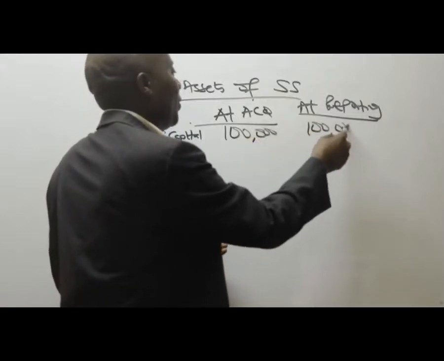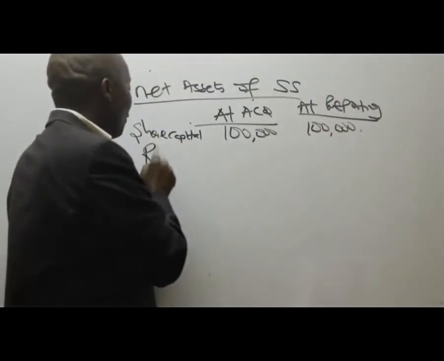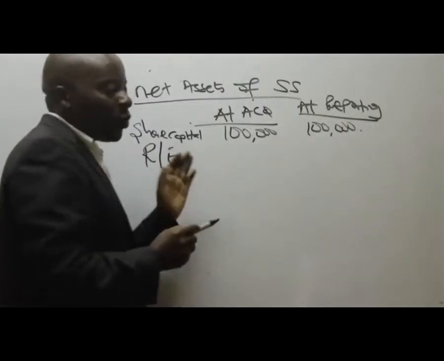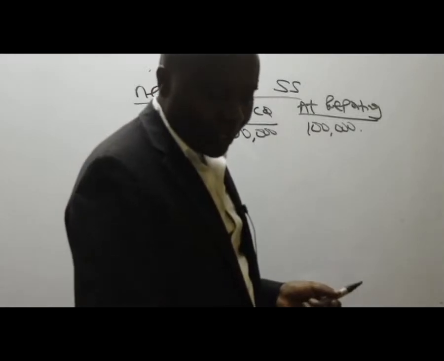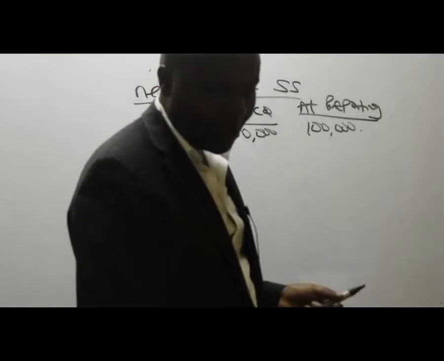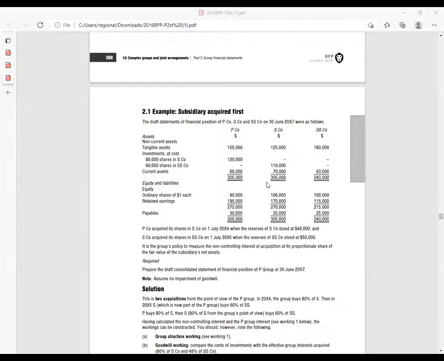And then you ask yourself whether you have any retained earnings. Start always with retained earnings at reporting. What do we have here? Retained earnings at reporting, we have 115,000. How about retained earnings or reserves at acquisition? When I was acquiring this company, SS, it had reserves of 50,000.